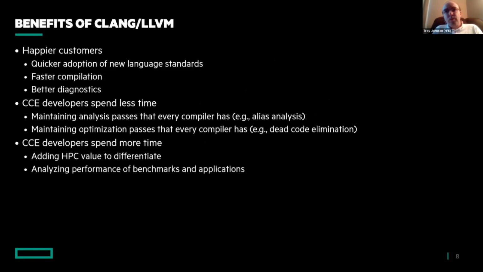So what benefits have we seen since we switched to CLANG and LLVM? Well, the first one, which is a really important one, is happier customers. They're really happy that we have support for the newer C++ language standards. They're happy that our compile time is faster. That's primarily a C++ issue.